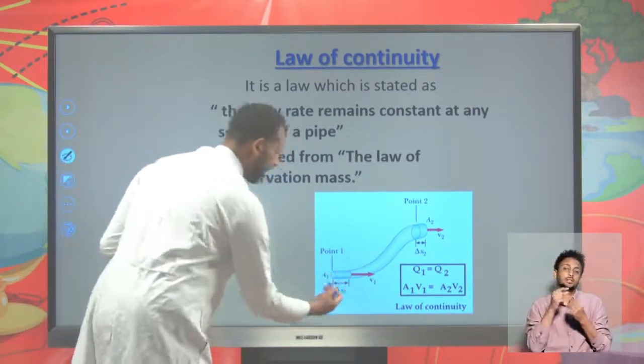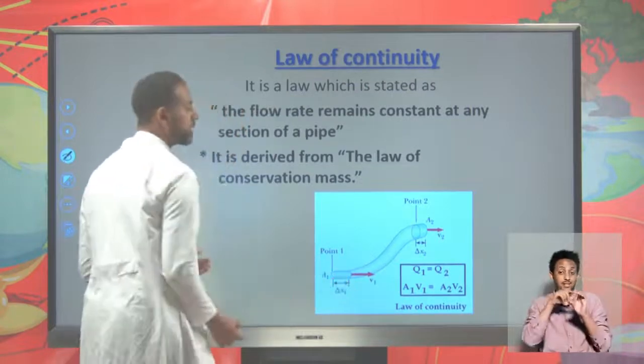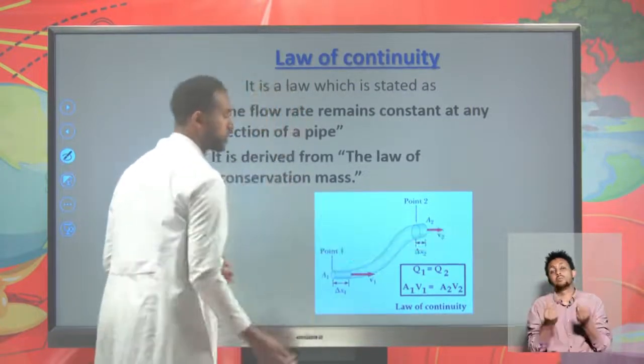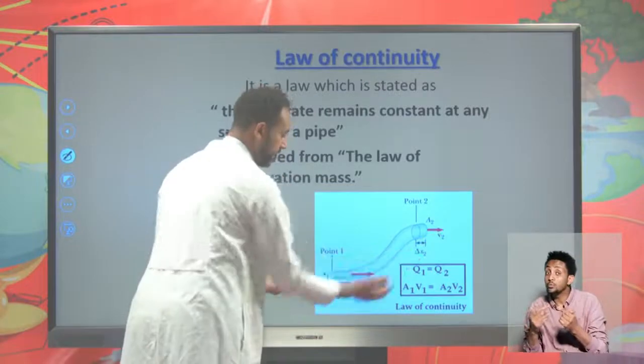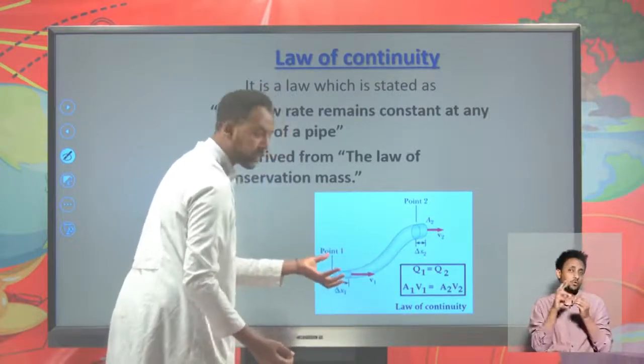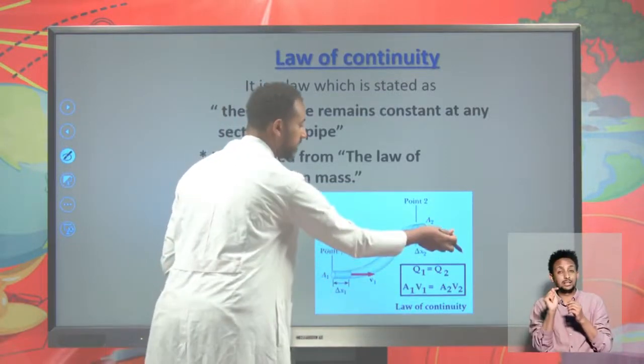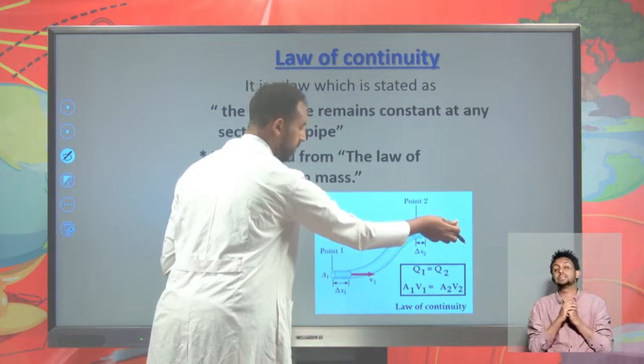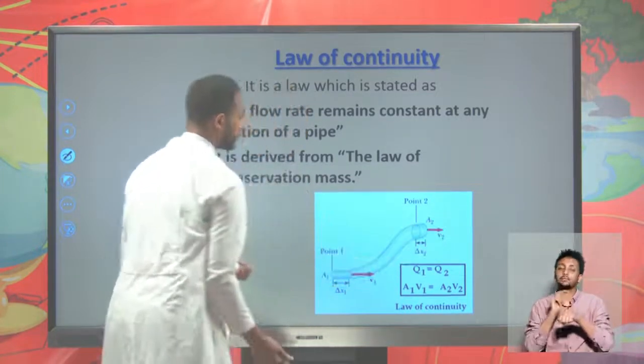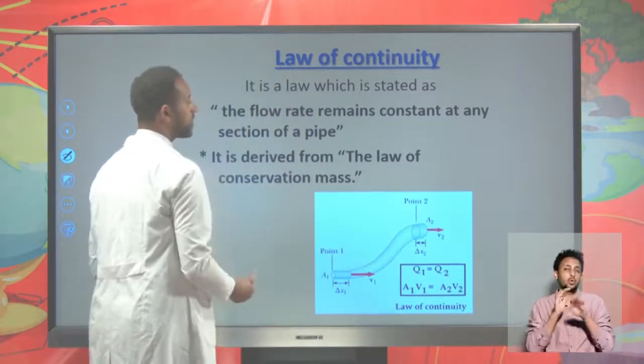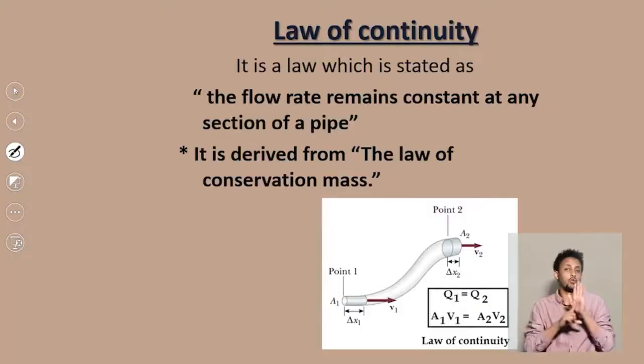the amount of mass that you insert here is the same as the amount of mass that's going to be collected here, meaning the volume of water per unit time t is the same as the volume of water per unit time t here. And this law is known to be the law of continuity. The law of continuity is all about the flow rate at any section of the pipe remaining constant. The flow rate always remains constant.